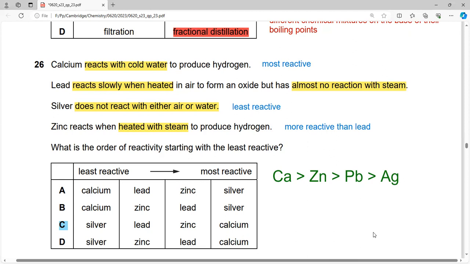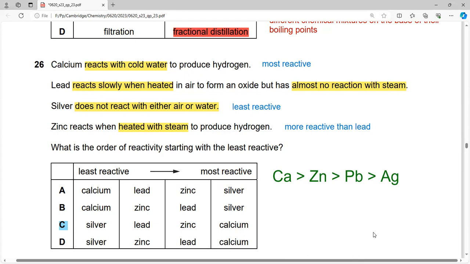Next, lead reacts slowly when heated in air to form an oxide, but there is almost no reaction with steam. So we got some idea on the basis of these two, and we're going to compare this value to the next. Now, silver does not react with either air or water. So it's completely not reacting, which means it is least reactive.